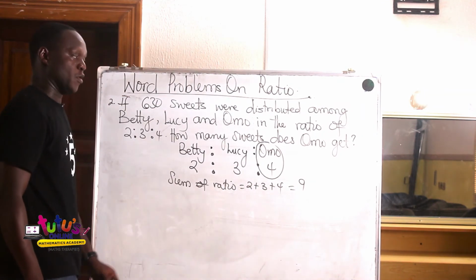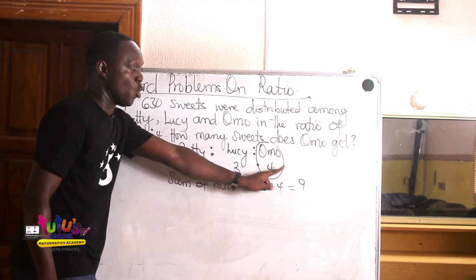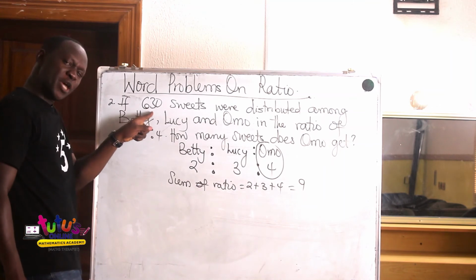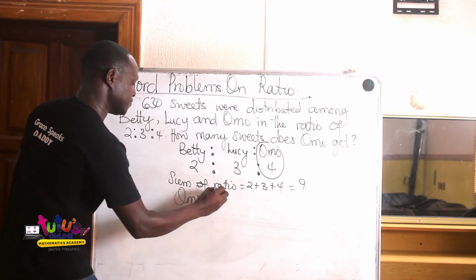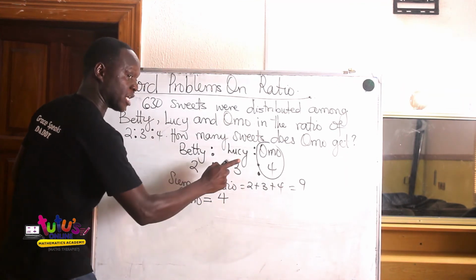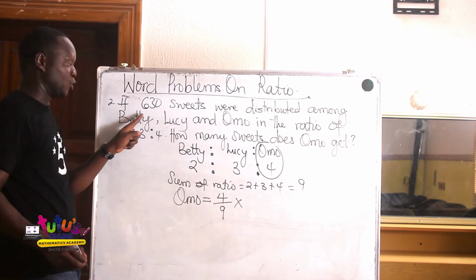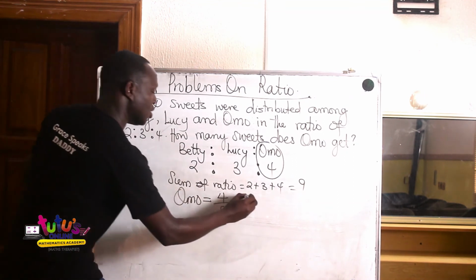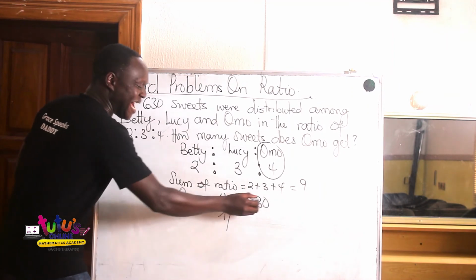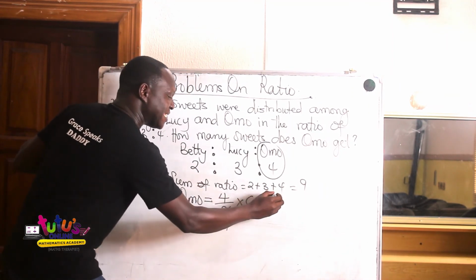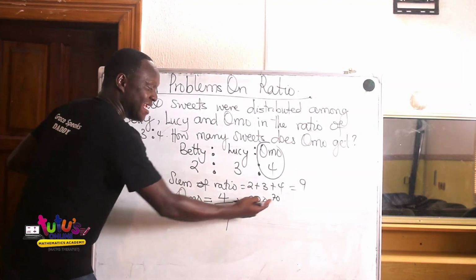So what do we look for? Omo. What do we do? Write Omo's share over the sum times what we are sharing. So Omo will be equal to 4, which is her part, her share, over the sum of ratio, which is 9, times how many sweets? 630 sweets. So 630 over 9. 9 into 63 is 7. 9 into 0 is 0. So 9 into 630 is 70.